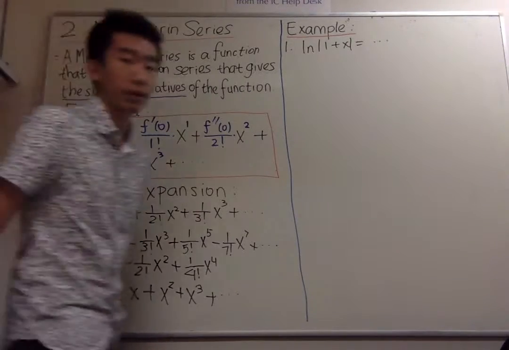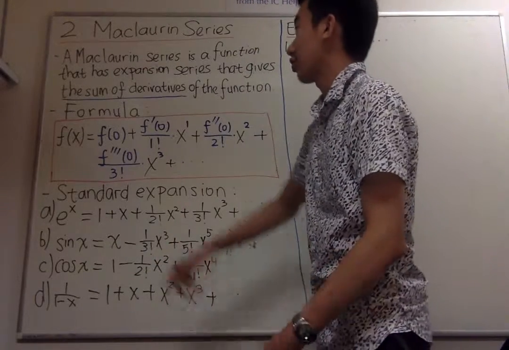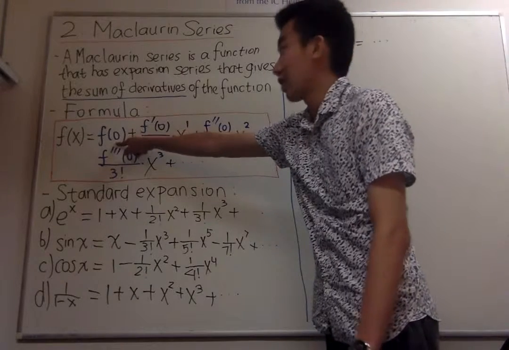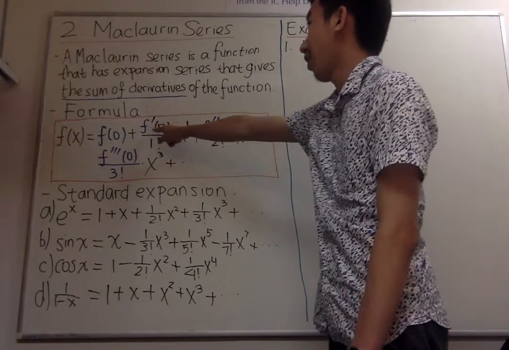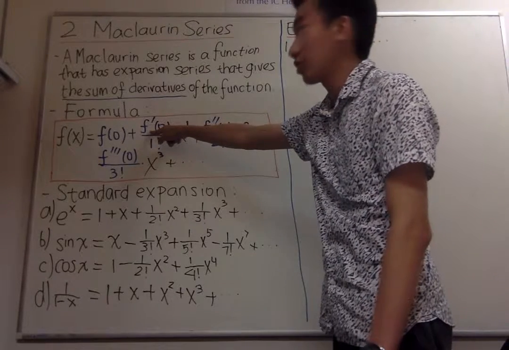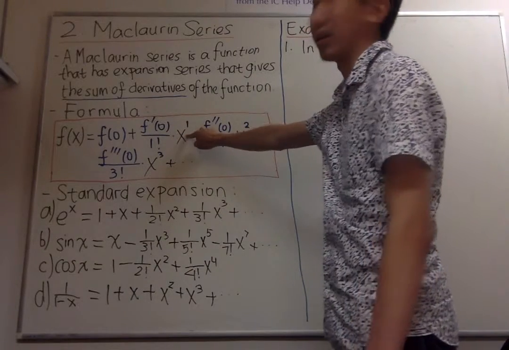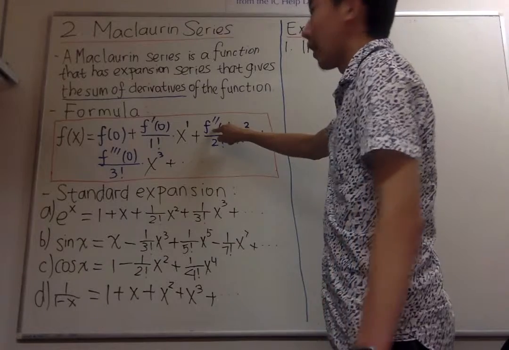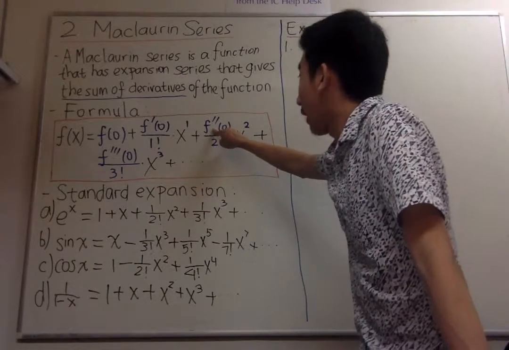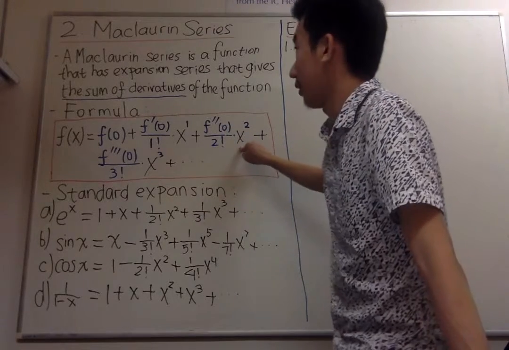Given a function f of x, f of x is equal to the value of the function when x is equal to 0, plus the derivative of f when x is equal to 0 over 1 factorial times x to the power of 1, plus the value of the second derivative of f when x is equal to 0 over 2 factorial times x squared, and so on.